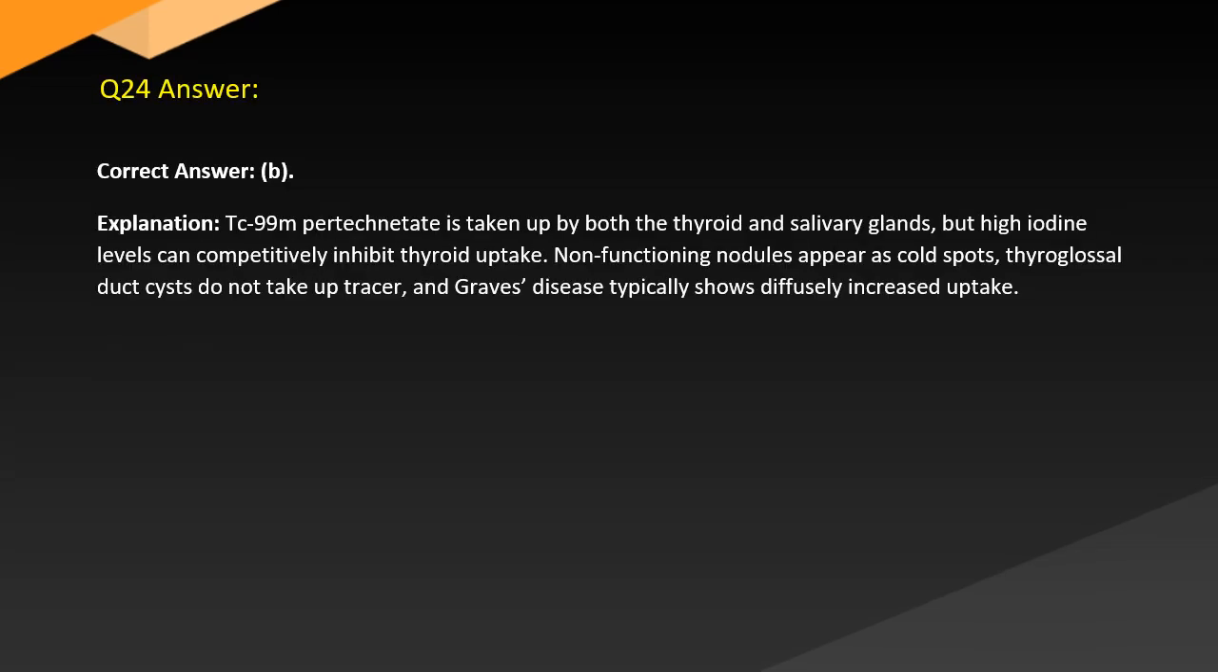Answer. Correct answer: B. Explanation. Tc-99m pertechnetate is taken up by both the thyroid and salivary glands, but high iodine levels can competitively inhibit thyroid uptake. Non-functioning nodules appear as cold spots. Thyroglossal duct cysts do not take up tracer, and Graves' disease typically shows diffusely increased uptake.